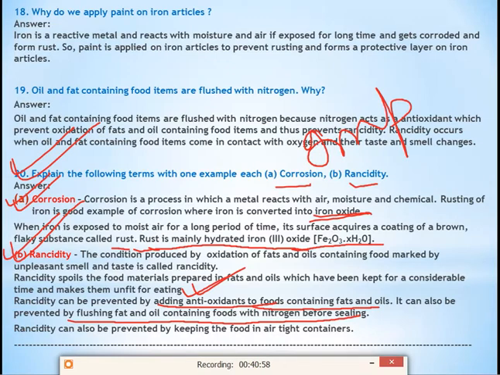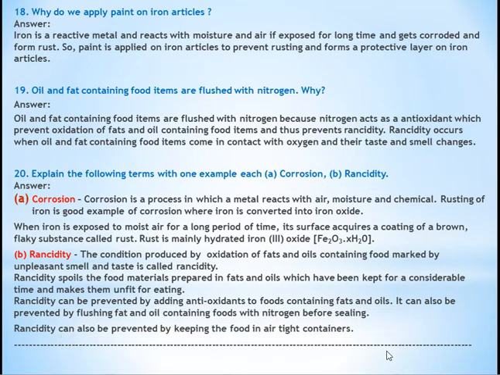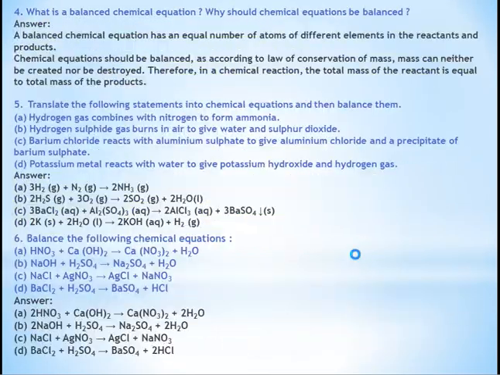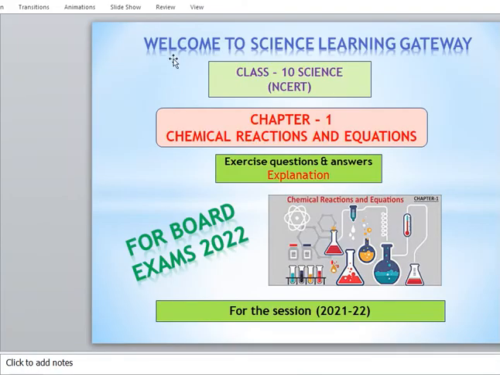It can also be prevented by keeping the food in an airtight container. You have seen, no, when we buy some food items, some snacks, etc. from the market, and we bring them to our house, we keep them in an airtight container so that they will be fresh for a long period of time and we can have them. Right? So these are the methods by which we can prevent rancidity. With this, we have finished all the exercise question answers of the chapter Chemical Reactions and Equations.